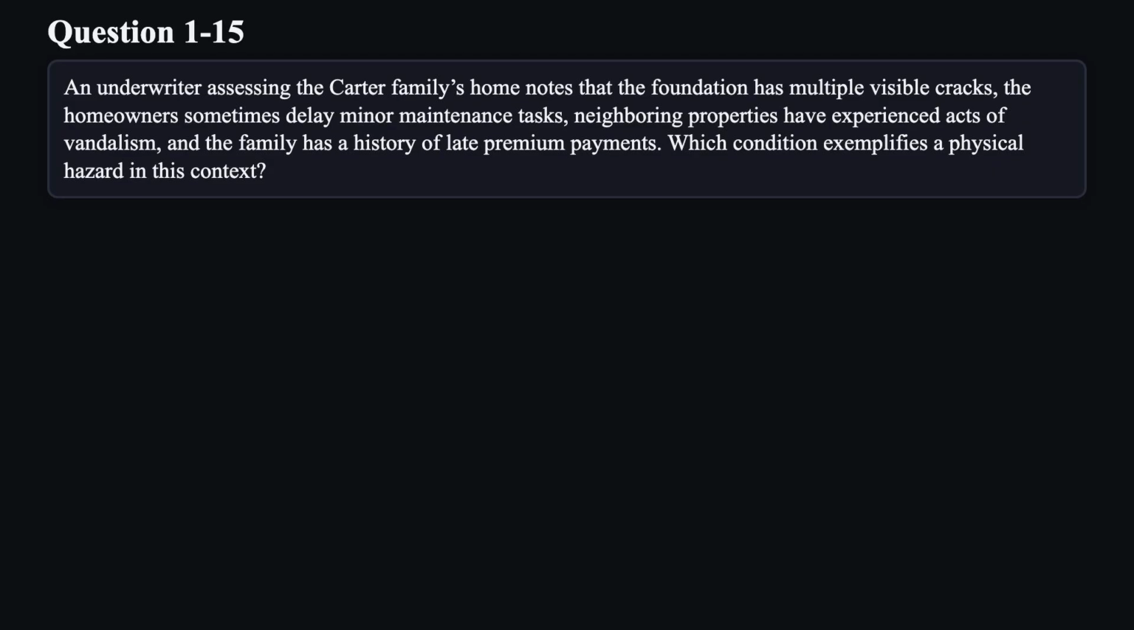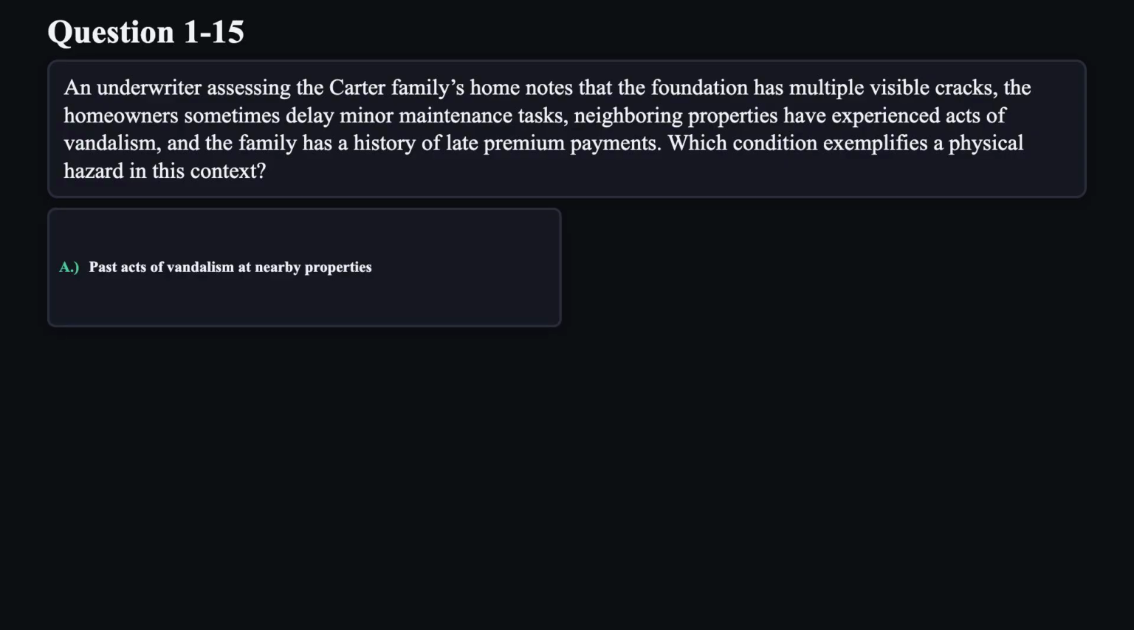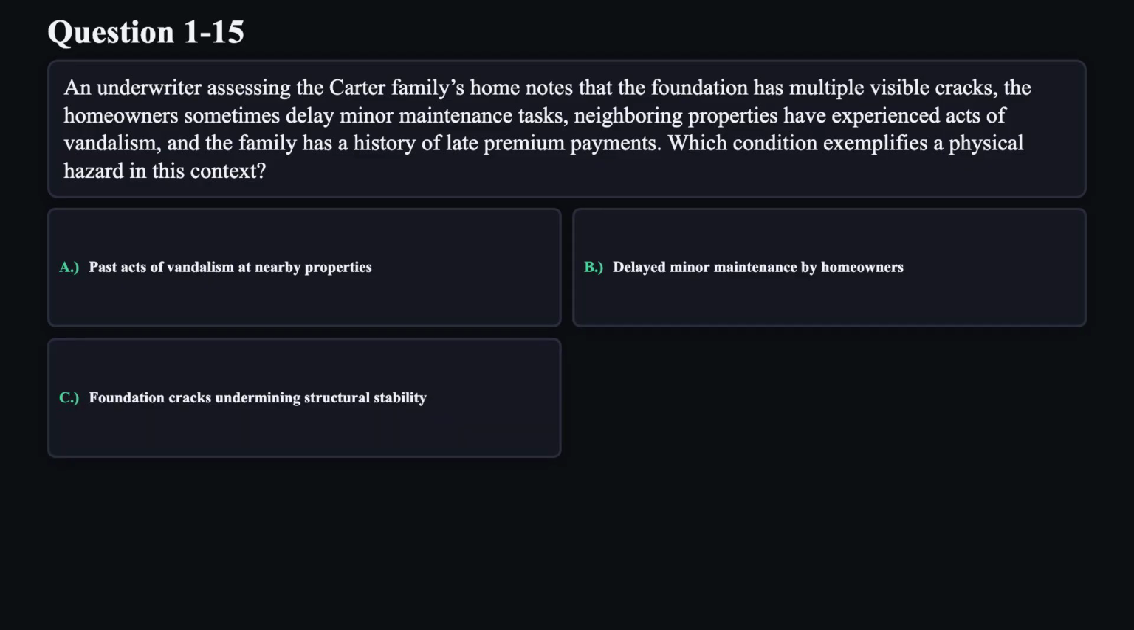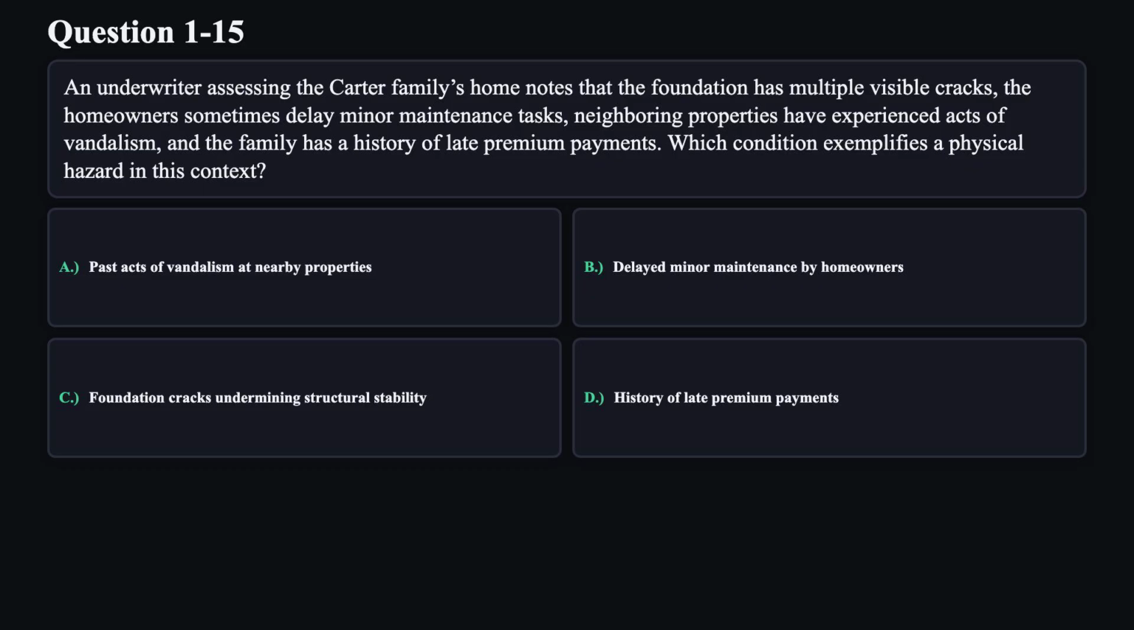Question 15. An underwriter assessing the Carter family's home notes that the foundation has multiple visible cracks. The homeowners sometimes delay minor maintenance tasks. Neighboring properties have experienced acts of vandalism, and the family has a history of late premium payments. Which condition exemplifies a physical hazard in this context? A. Past acts of vandalism at nearby properties. B. Delayed minor maintenance by homeowners. C. Foundation cracks undermining structural stability. D. History of late premium payments.